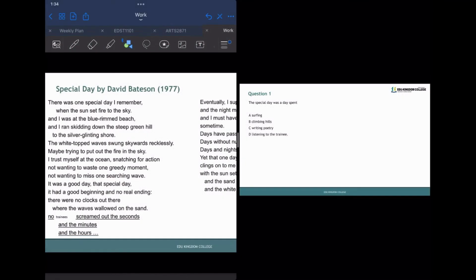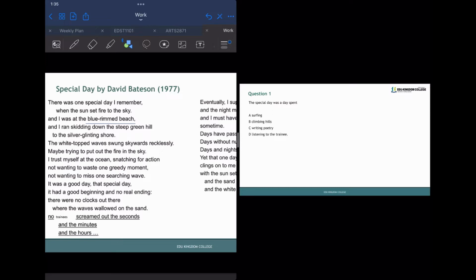So question 1 asks us, the special day was a day spent blank. So let's take a look at the poem itself. In the very first few lines, it's established that this character is at a beach, especially because it says the Blue Rimmed Beach right over there. All right, they do talk about going down a steep green hill. We'll talk about that a little bit later.